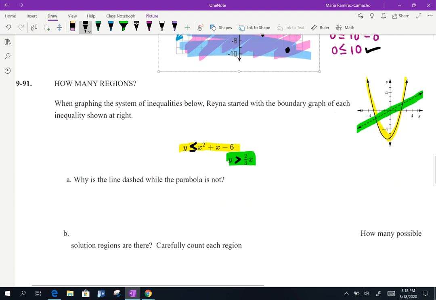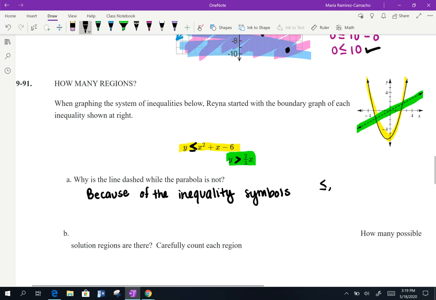Okay, why is the line dashed while the parabola is not? Because of the inequality symbols. I wrote up at the top of this lesson at the beginning of the video that when you have less than or equal to or greater than or equal to, that is a solid line. Less than or greater than is dotted or dashed. Okay, so that's why.